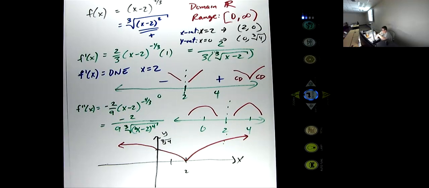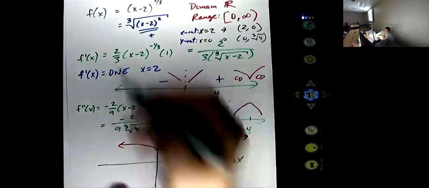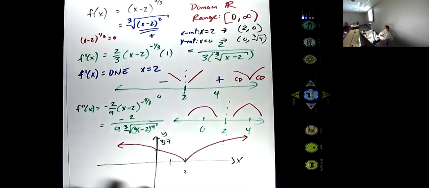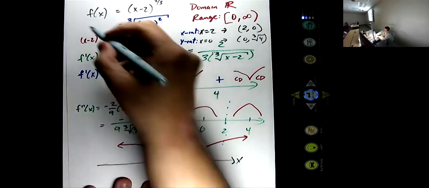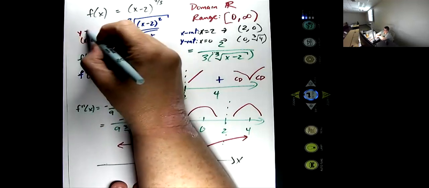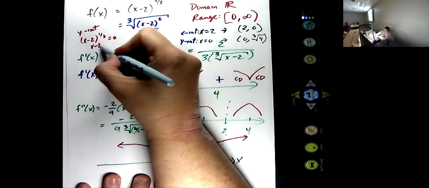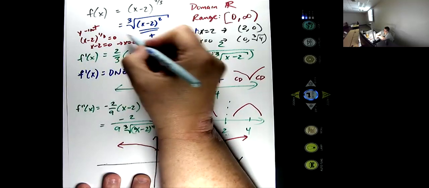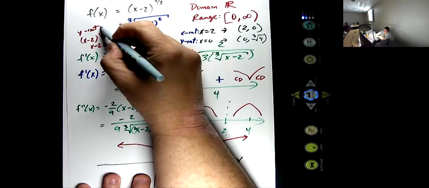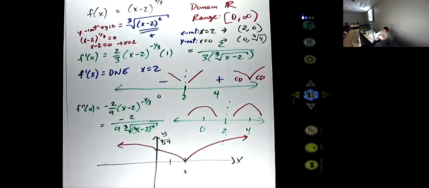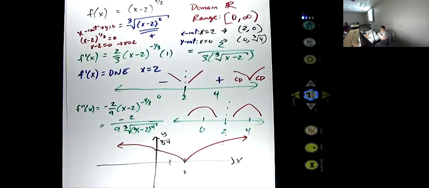The correct way of going about it is set this equal to 0 and solve for x. So that's how you find the intercept. So you cube it, you get x minus 2 equals 0, so x equals 2, when y equals 0. Y-intercept means y equals 0. Was that the y-intercept or the x? X, my bad. X-intercept means y equals 0. All right, thank you.